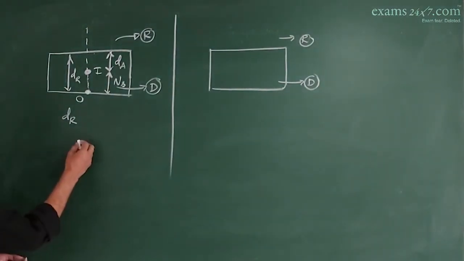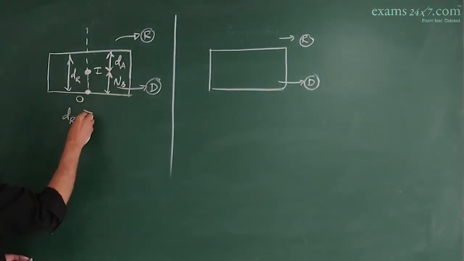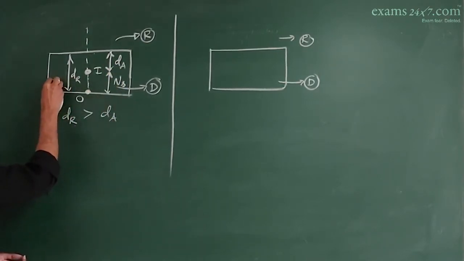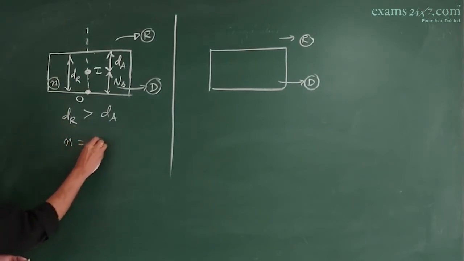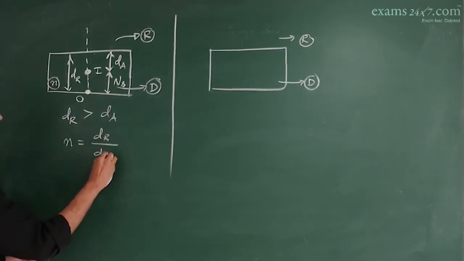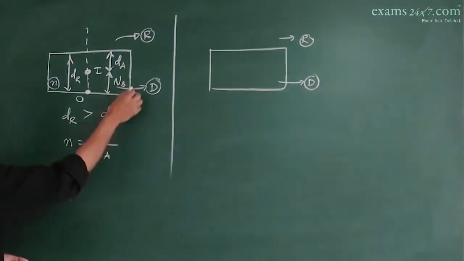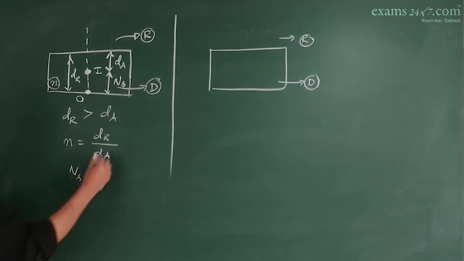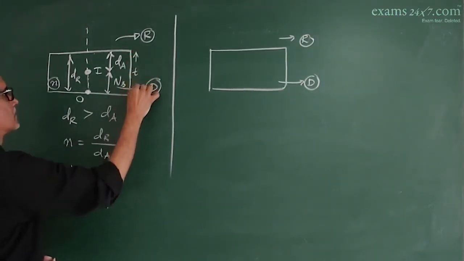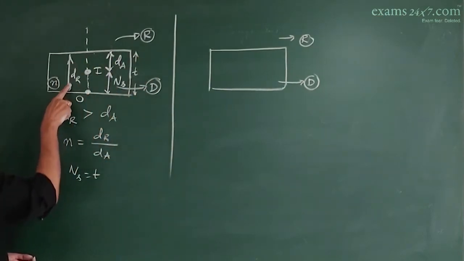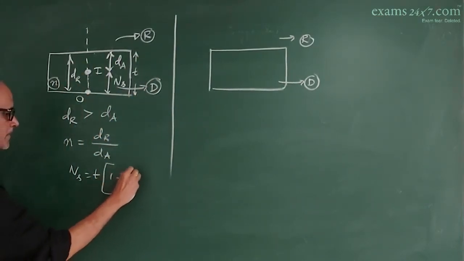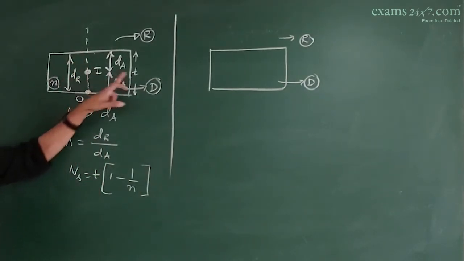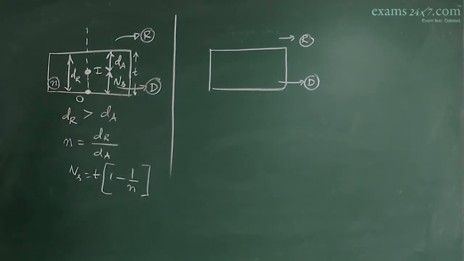So we find the real depth is greater than the apparent depth. And it's related to the refractive index n. So n is equal to the real depth by the apparent depth. We can even relate the normal shift ns. ns is equal to t, where t is the real depth, which is dr, into 1 minus 1 by n. It is the real depth, that is dr, that's equal to t, and n is the absolute refractive index of the medium.